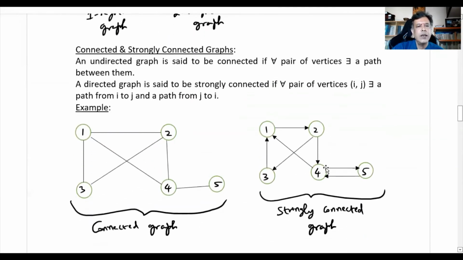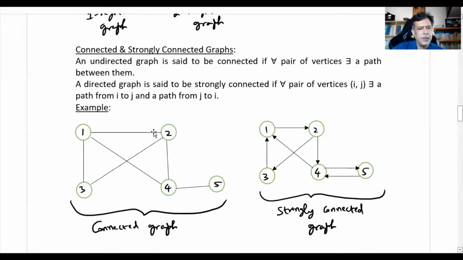Then next one, connected and strongly connected graphs. An undirected graph is said to be connected if for all pairs of vertices, there exists a path between them. So there are 5 vertices. This is an undirected graph because there are no directions specified in the edges. This is a connected graph because for all pairs of vertices, for example, if I consider 1 to 2, there exists a path between them.